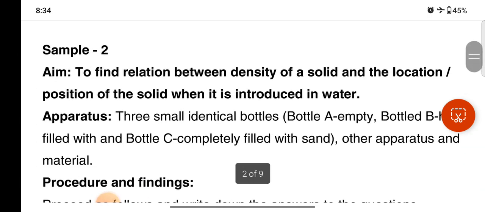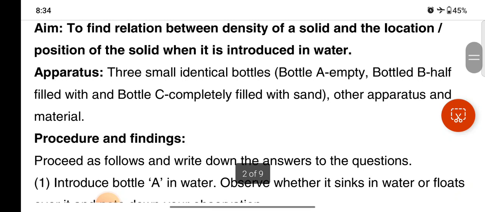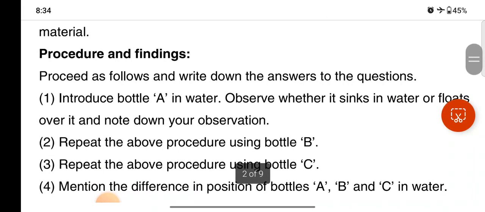Now sample number 2. Aim of the practical: to find a relation between density of a solid and the position of the solid when it is introduced in water. Apparatus: 3 small identical bottles. Bottle A empty, bottle B half filled, and bottle C completely filled with sand. Other apparatus and materials. Now procedure and findings. Proceed as follows and write down the answers to the questions.